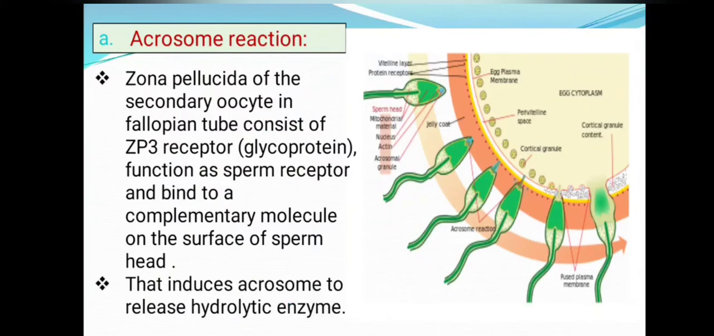Once it attaches with the zona pellucida layer, that induces acrosome to release hydrolytic enzyme. We had studied the structure of sperm earlier. The tip of the head region of the sperm consists of the region called acrosome. This acrosome encloses the hydrolytic enzyme. When the sperm head attaches to the zona pellucida layer, due to the ZP3 receptor and the sperm having a complementary molecule for the receptor, that induces acrosome to release hydrolytic enzyme in order to dissolve that particular region of the zona pellucida.